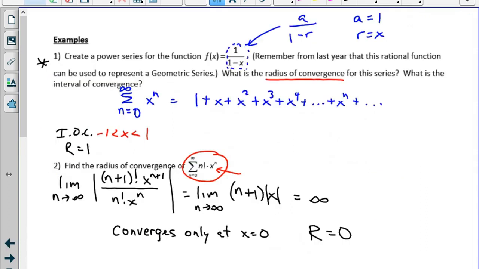But now let's check problem 1 for the interval of convergence of this power series 1 over 1 minus x. If I check 1 and -1, I end up with the exact same things that I did in the last couple problems. So I end up with the sum of 1 and the sum of -1 to the n, which both diverge, and so therefore my interval of convergence does not include the endpoints.